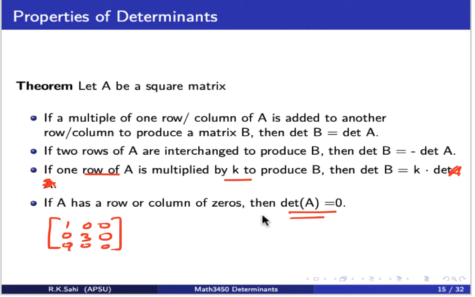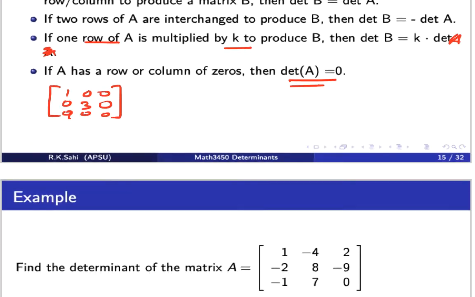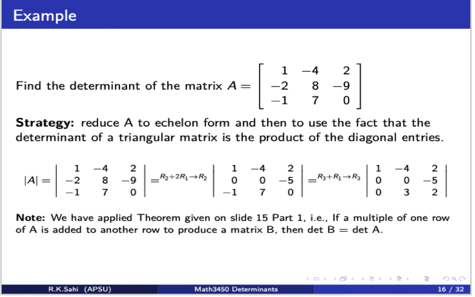Now, we're going to apply some of these properties in finding the determinant and making life simpler for us. Let's look at this example. We have a matrix which is a 3 by 3. And now there are many ways we can find the determinant using cofactor expansion. But if we can apply properties, then we can quickly get answers.